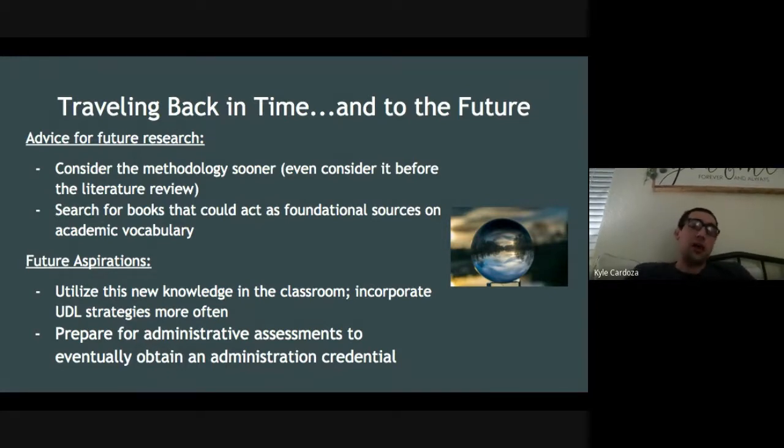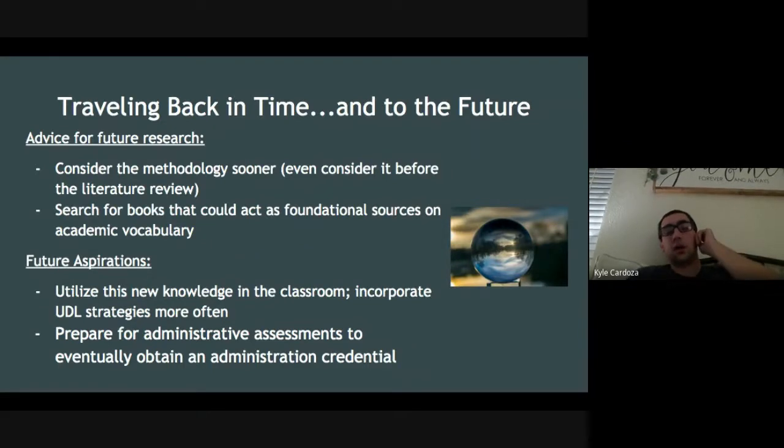So not only that, but then kind of looking at the logistics of everything, trying to see, okay, am I giving enough time for each of the different strategies, the traditional versus the UDL. So I think just in the future, considering this methodology and having kind of a rough draft in my head, okay, once I get to the methodology, here's how it will go.